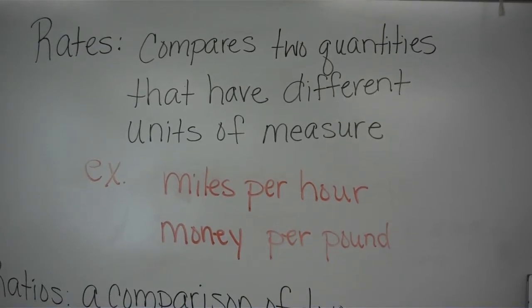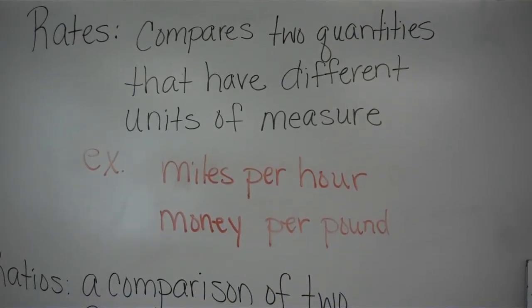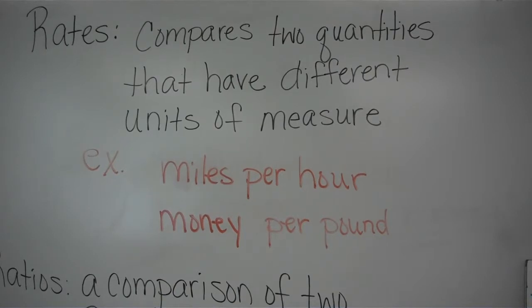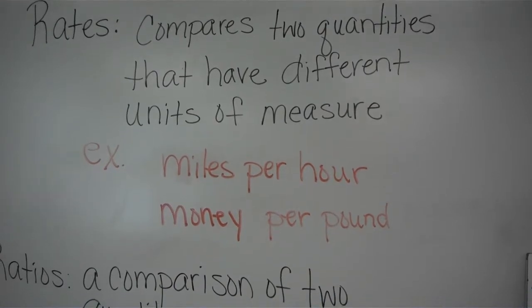Another example would be money to pounds. So for example, if you go in the grocery store and you want to buy bananas and it says that bananas are 59 cents per pound, you're comparing a dollar amount to weight. So you're comparing two different units of measurements, and that will be rates.